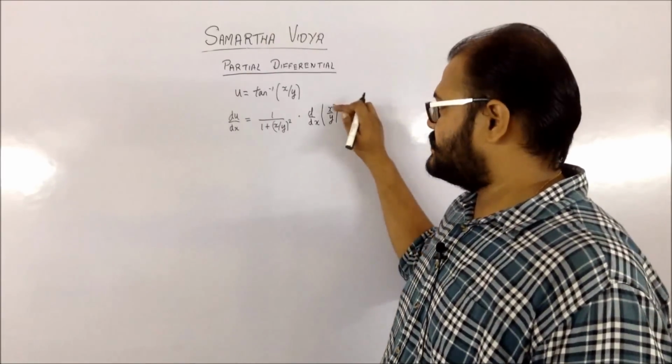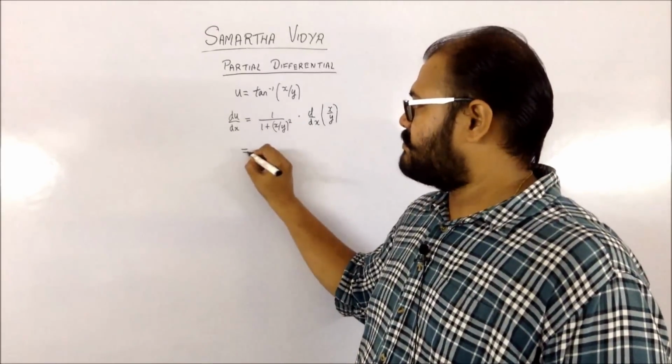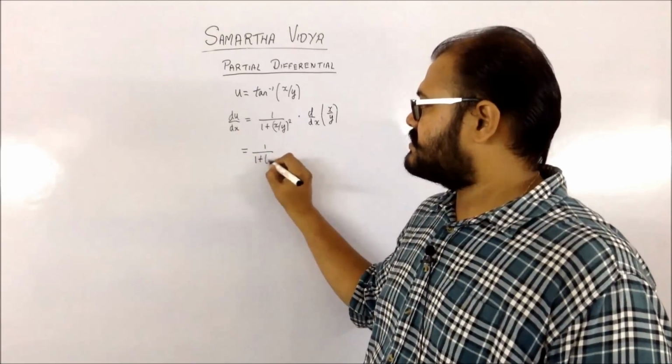So what you can see is that you are having a u by v rule over here, so you will be applying it.